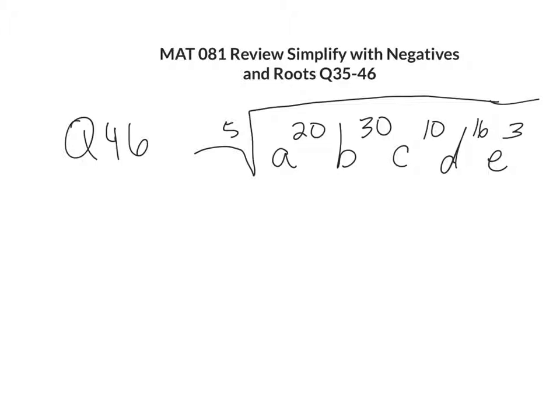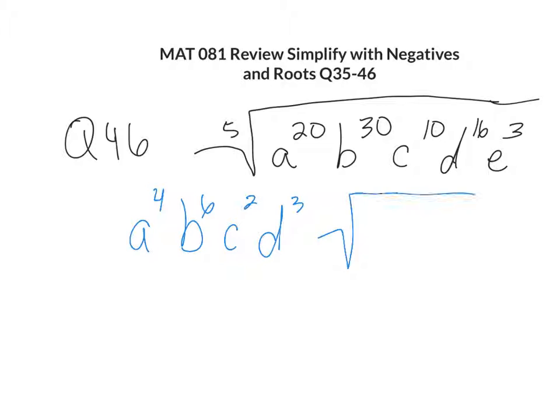Here we don't have any numbers to worry about. We just want to see how many of each variable we can take out. How many groups of 5 are there if you have 20 a's? That would be 4 with none left over. How many groups of 5 b's would there be if there's 30? That would be 6 with none left over. For c, if there's 10, that'd be 2 groups with none left over. For d, that would be 3 groups, which would be 15, and we'd have 1 left on the inside. And for e to the 3rd, there's not even an entire group there, so all of that would be left on the inside.